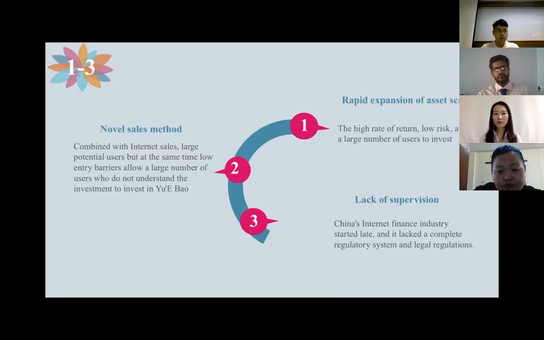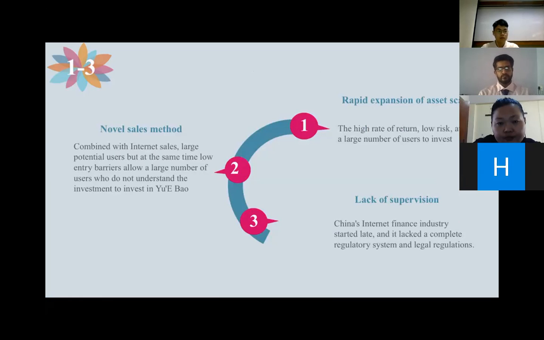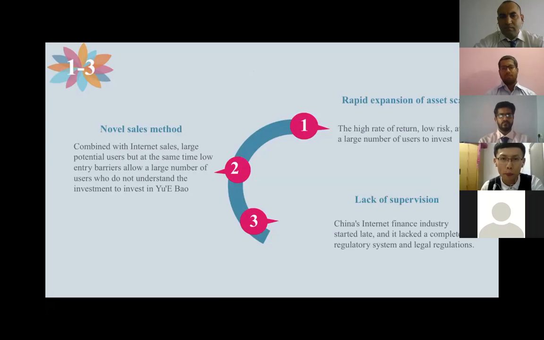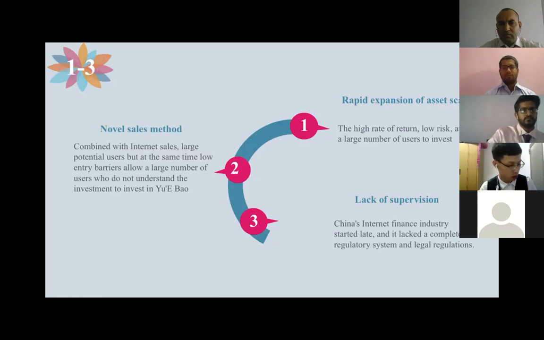So why do we need to do the financial risk analysis of Yuebao? There are 3 main reasons. The first reason is rapid expansion of asset scale. Because it is such a new thing, the Yuebao attracts lots of users. The rapid expansion of the Yuebao users' asset scale is leading to liquidity risk for Yuebao.